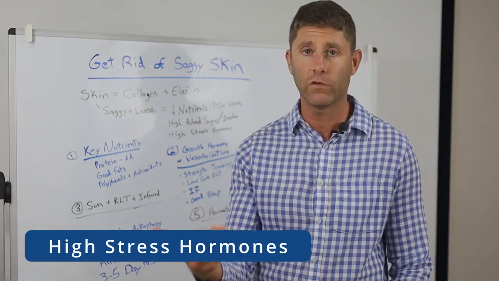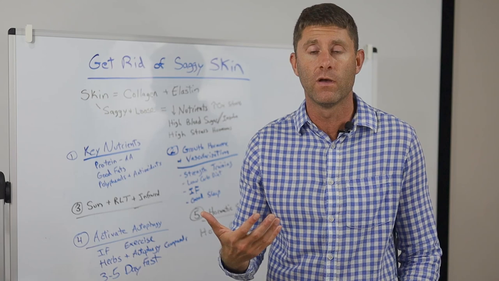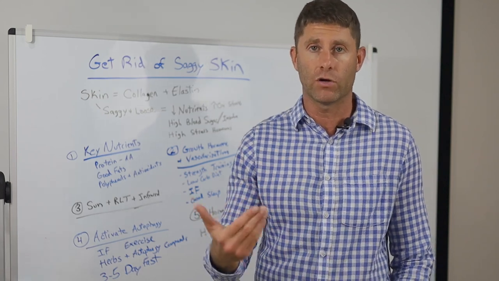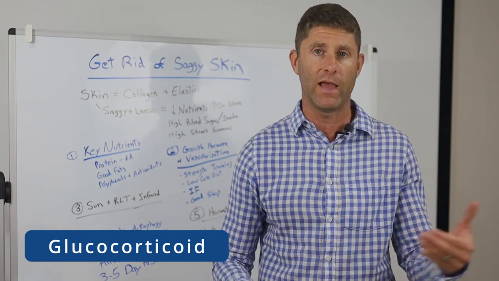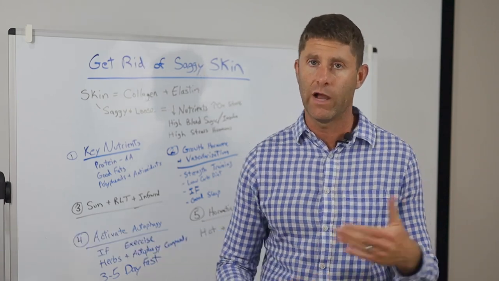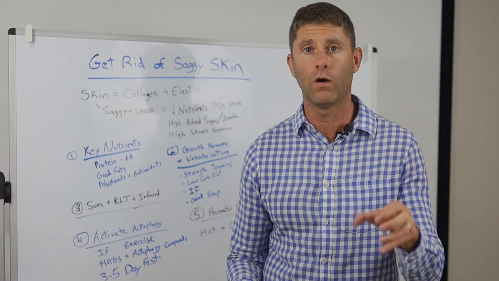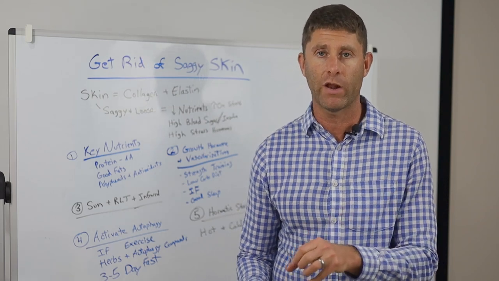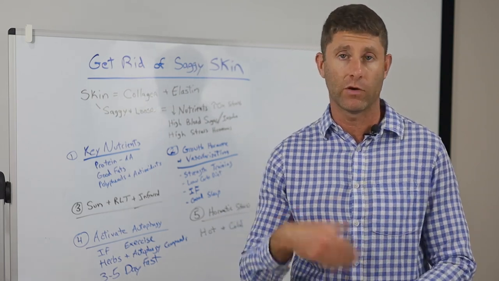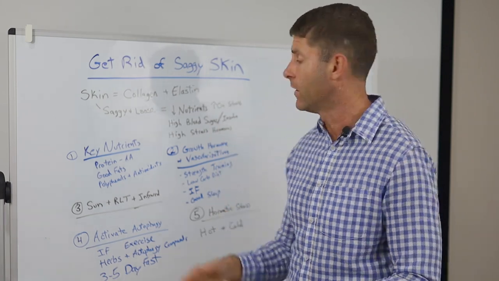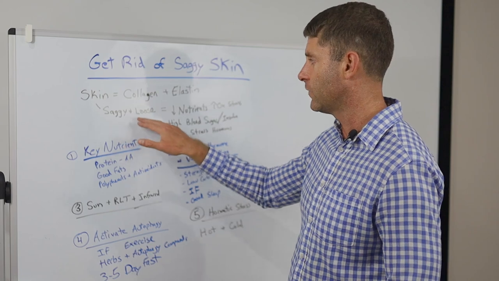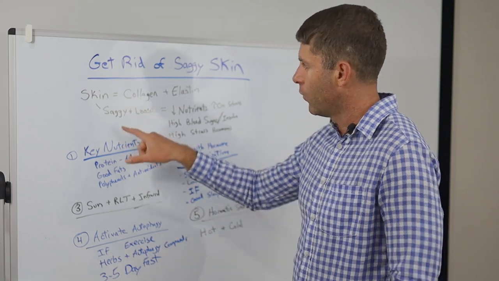When we have high cortisol levels because we're stressed, that's going to create higher blood sugar. Cortisol is what we call a glucocorticoid, meaning its job is to elevate blood glucose. Higher blood glucose leads to more advanced glycation end products and higher insulin, and that's going to create more inflammation and more oxidative stress that damages the skin cells, creating that saggy and loose appearance. So what do we need to do?